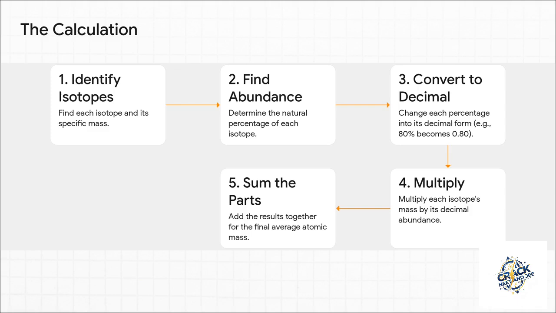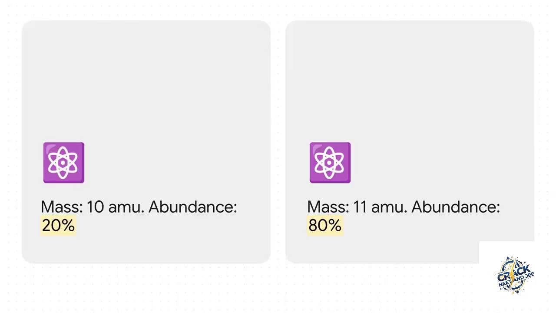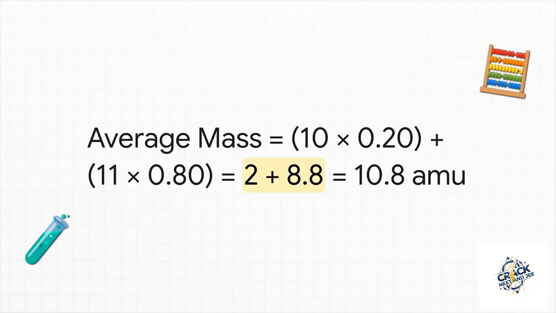Let's walk through a real example. Let's use boron. Nature gives us 2 main types: boron-10, which makes up about 20% of all the boron out there, and the heavier boron-11, which makes up the other 80%. Okay, let's do the math. We take the mass of boron-10, which is 10, and multiply it by its 20% abundance, so 0.20. That gives us 2. Then we do the same for boron-11, a mass of 11 times its 80% abundance, or 0.80. That's 8.8. You add them up, 2 plus 8.8, and you get 10.8.